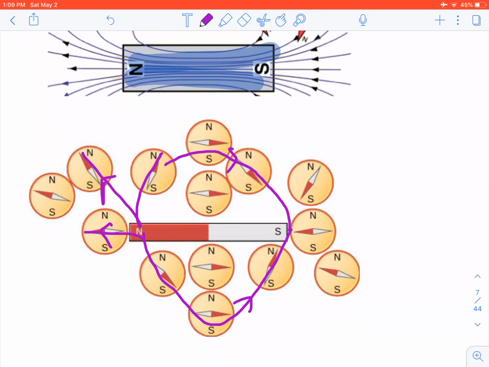And here and there, we see that it comes in that way. That gives us an indication of the field.